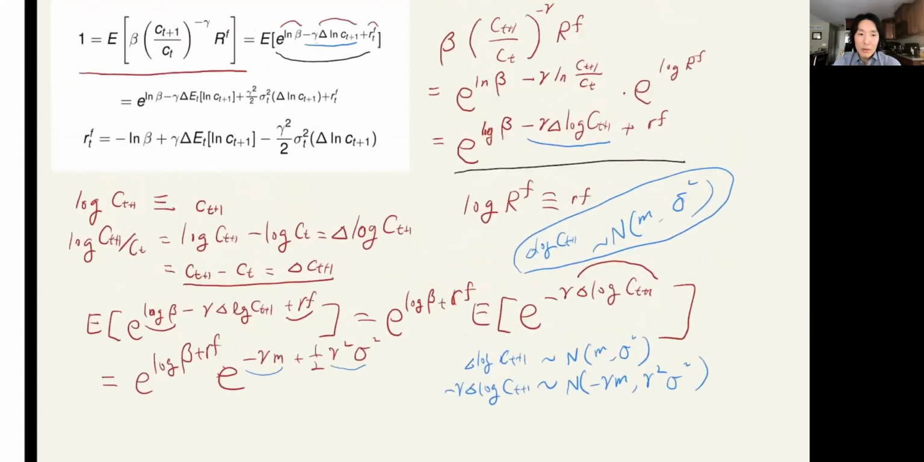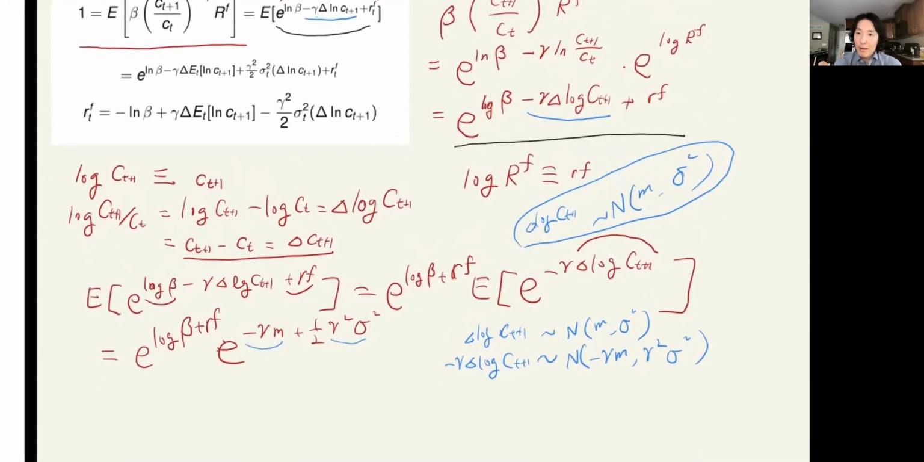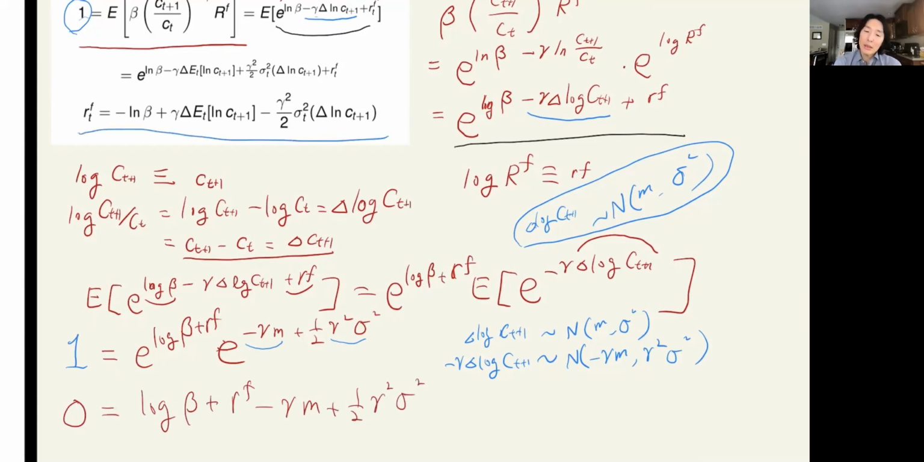Okay. So, and we know this should be the same as 1. Okay, that should be the same as 1 here. Therefore, if you take log on both sides, what happens? 0 equals log of beta plus RF minus gamma m plus a half of gamma squared sigma squared. Okay, and by rearranging the terms, you get the equation here. Okay, a beautiful mathematics, right?